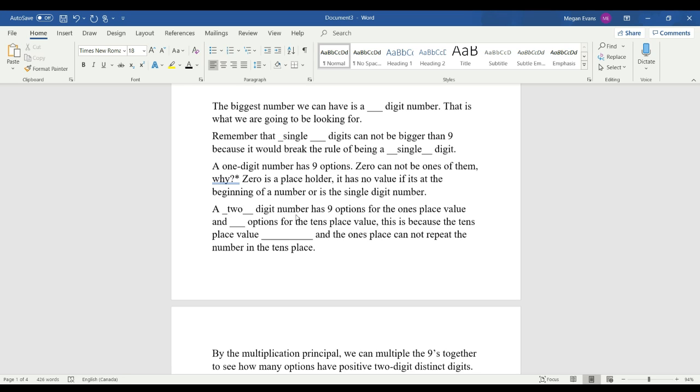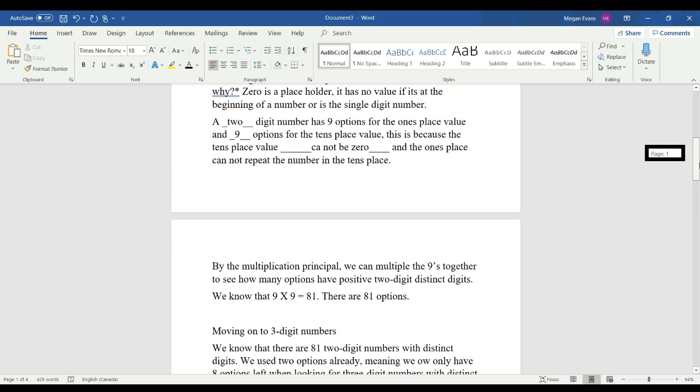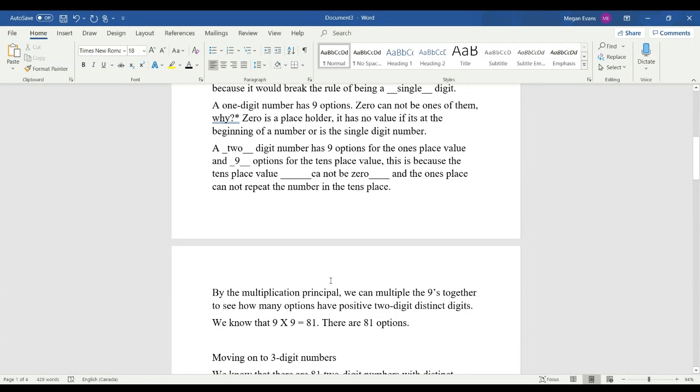It does still have 9 options for the 1's place value, and it also has 9 options for the 10's place value. This is because the 10's place value cannot be 0, and the 1's place value cannot repeat the number in the 10's place. So moving on, by using the multiplication principle, we have 9 options for the 10's place and 9 options for the 1's place. So we can multiply both those 9's together to see how many options we have for positive 2-digit distinct digits. So we know 9 by 9 is 81. Therefore, there are 81 options.